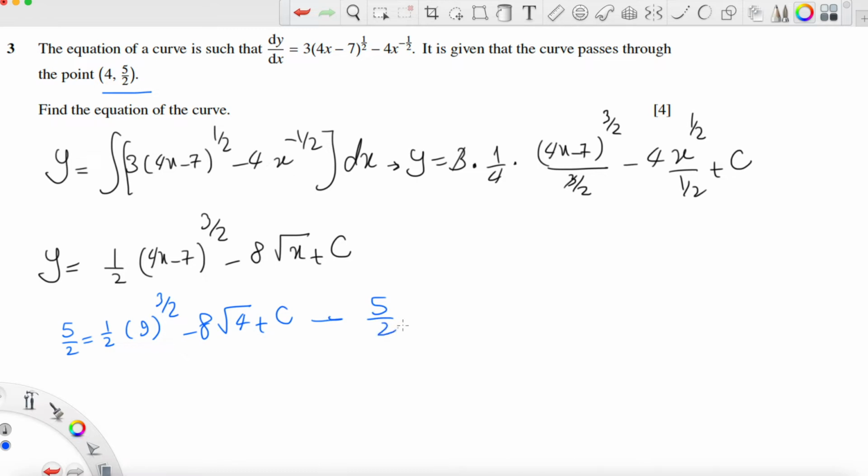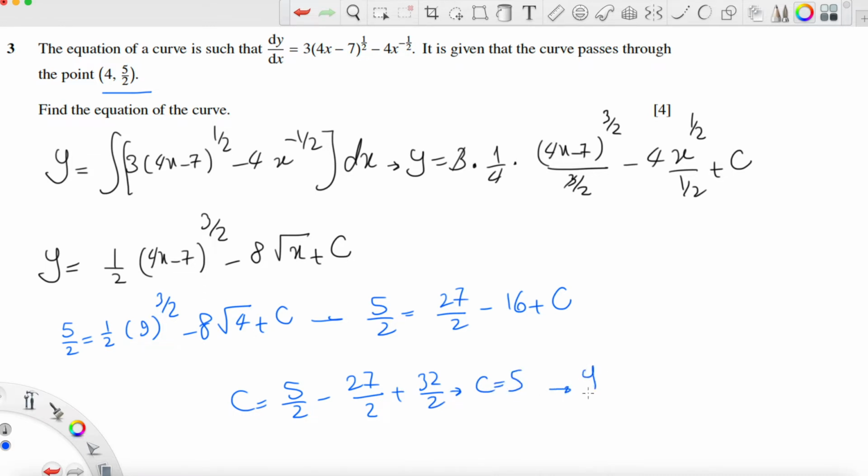So it becomes 5 over 2 is equal to, 9 is 3 squared, so the 2 and 2 cancel out, it will be 3 to the power of 3, which becomes 27 over 2, minus root 4 is 2, so minus 16, plus c. So c will be equal to 5 over 2 minus 27 over 2 plus 32 over 2. c will be then 5.